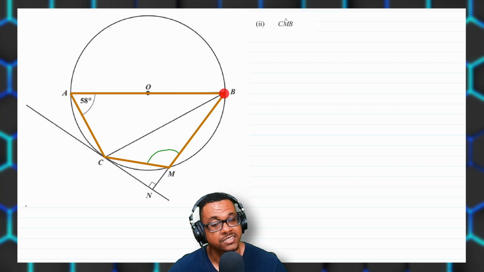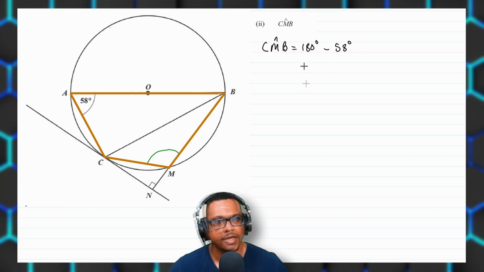Now if you had a vertex that wasn't touching the circumference of the circle, it would not be a cyclic quadrilateral. Okay? Now the thing about a cyclic quadrilateral is that the opposite interior angles are supplementary, meaning the two of them must add up to 180 degrees. So therefore 58 and this angle here, which is CMB, must add up to 180 degrees. So essentially CMB is equal to 180 take away 58. And that will be 122 degrees. And of course, your reason is going to be the opposite interior angles of a cyclic quadrilateral are supplementary.